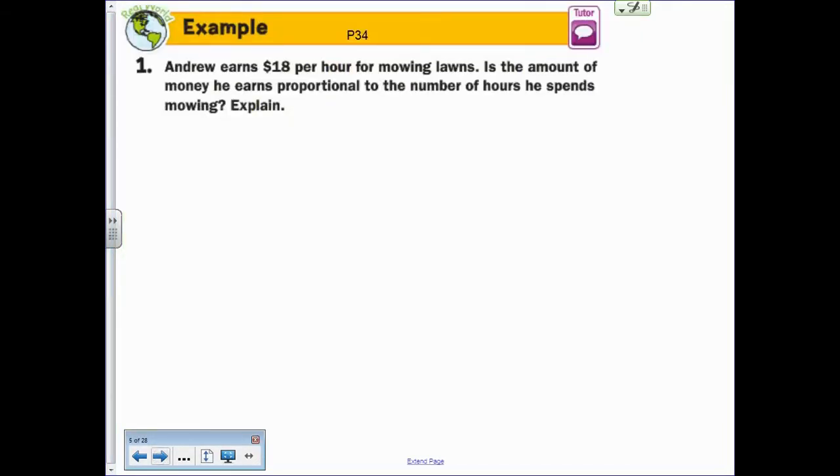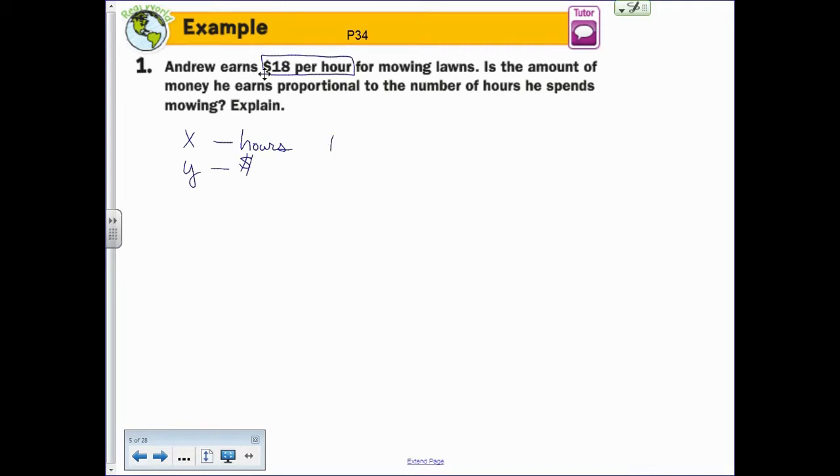It says Andrew earns $18 per hour for mowing lawns. Is this amount, $18 per hour, of money he earns proportional to the number of hours he spends mowing? Well, let's take a look. We could say that the number of hours, X, and the amount of money earned, Y, can be written into a table like this.